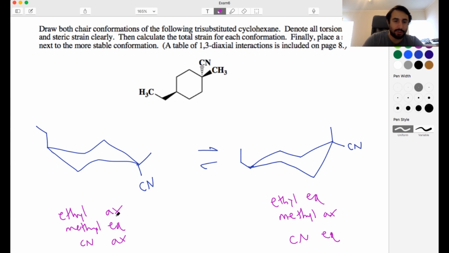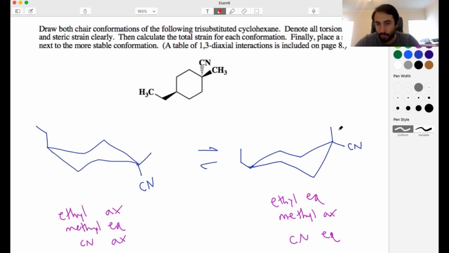So what we want to do is compare these. First of all, we have 2 axial, 1 equatorial over here, 2 equatorial, 1 axial over here. So this is probably better because we have more groups in equatorial positions, right? And not only that, the bulkiest one is definitely ethyl. Ethyl is the bulkiest, so there should be the highest premium on that being in the equatorial position. And then we have methyl and we have CN. These are maybe somewhat comparable.